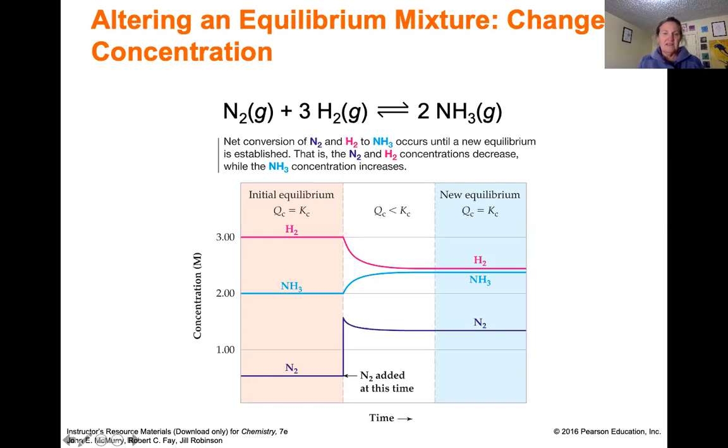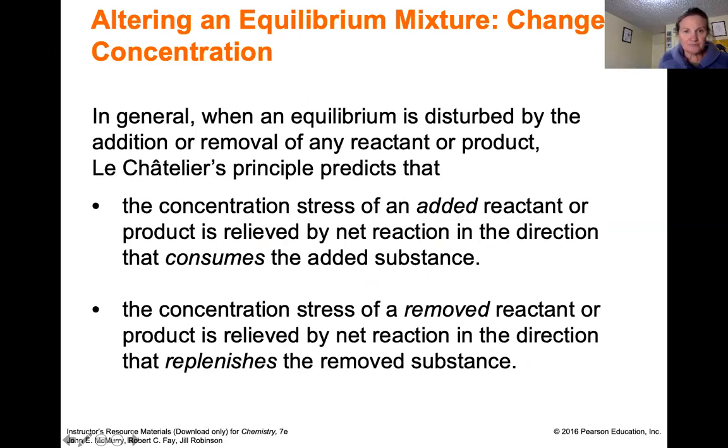So in this case, the K stays the same, but the reaction has to shift the concentrations in order to get the ratio back to being equal to the K. So in general, when equilibrium is disturbed by the addition or removal of a reactant or product, Le Chatelier's principle predicts that the concentration stress of an added reactant or product is relieved by net reaction in the direction that consumes the added substance. That just makes sense.